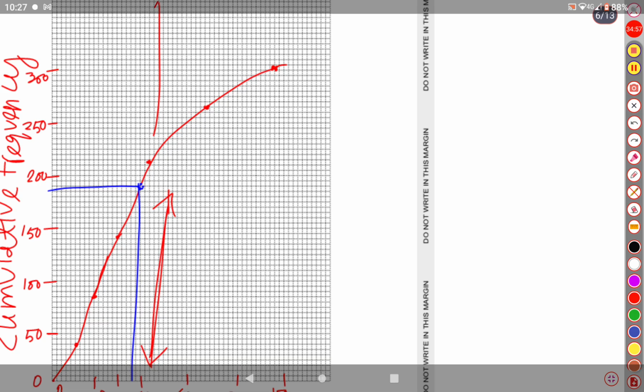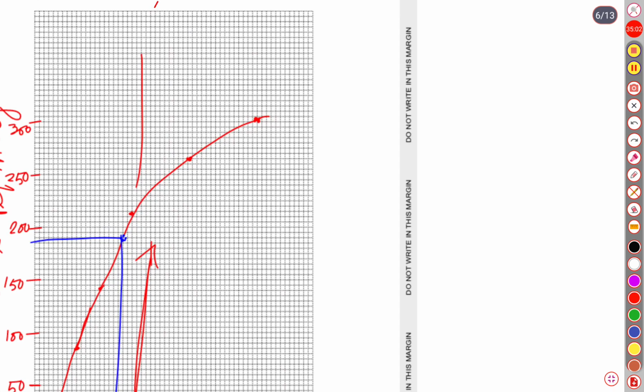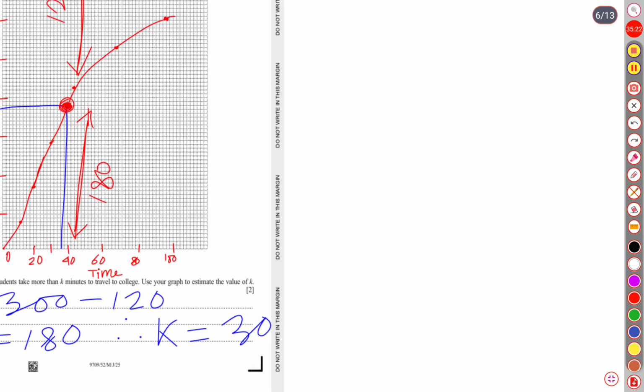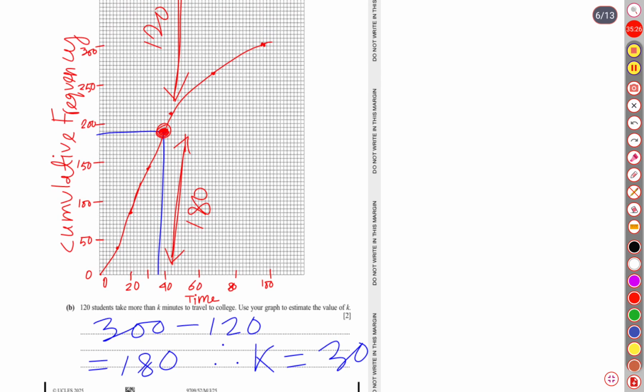And the rest of the time has been taken by 120 students. They have told us to find 120 students. This portion of time has been taken by 120 students, and the lower time has been taken by 180 students. So our coinciding point is here, which is 35. That means 120 students took more than 35 minutes. That's why k is equal to 30.